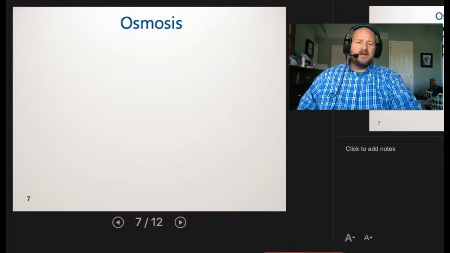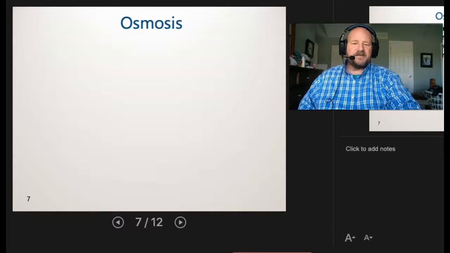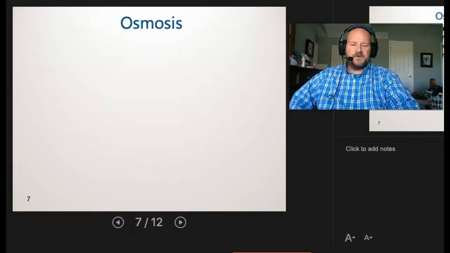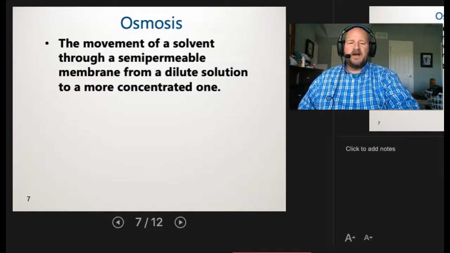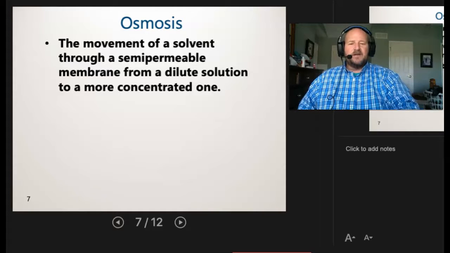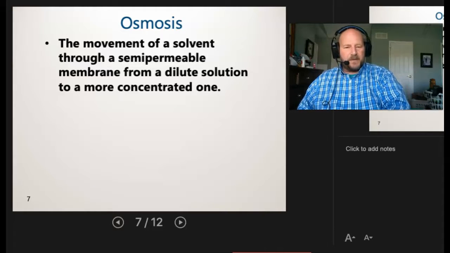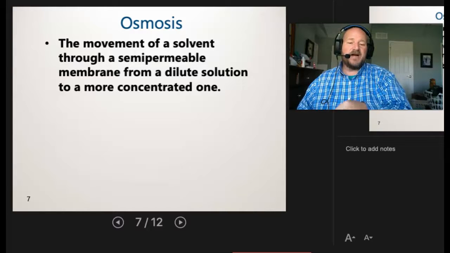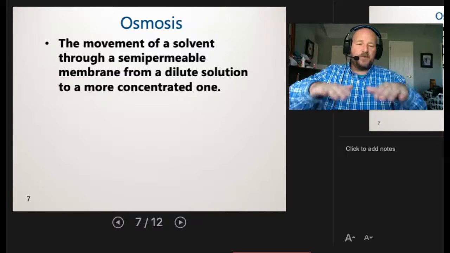All right, the last topic we have that's a colligative property is going to be osmosis, but it's actually osmotic pressure, but we need to understand what osmosis is first. So osmosis is the movement of a solvent through a semi-impermeable membrane from a dilute solution to a more concentrated one. So here, the liquid is going to move across the semi-impermeable membrane in order to lower the concentration until it's the same on both sides.